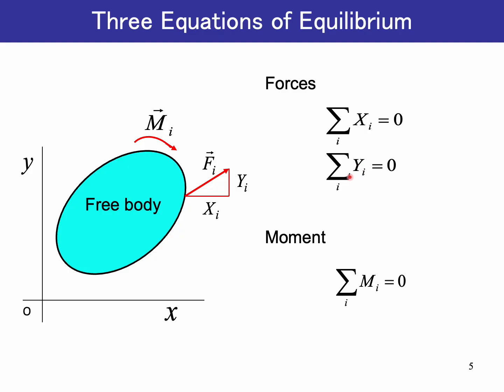And finally, the third case, we consider equilibrium of moment, the sum of all moments about any arbitrary point O. Okay, so when you consider this balance, you are able to consider any point as the center point to calculate the moment. Okay, and the summation should be equal to 0.